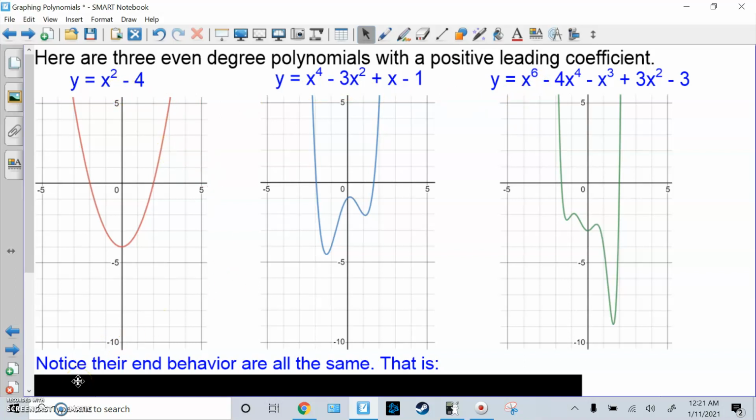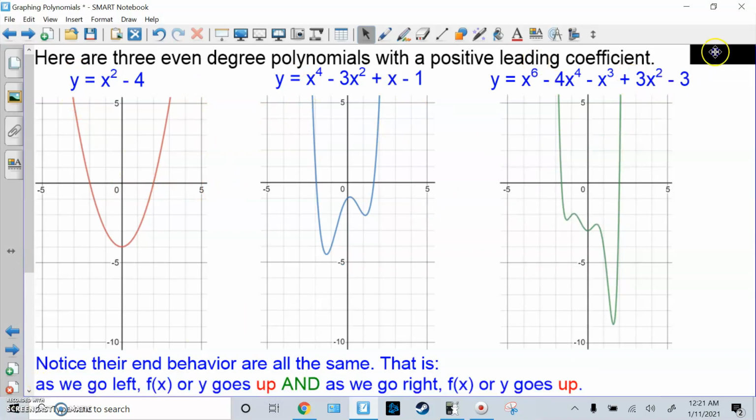But anyways, notice the end behavior is all the same. That is, as x is going to the left, y is going up. As x is going to the right, y is going up. So it's up on the left and up on the right. Alright, so we can say y or f of x.